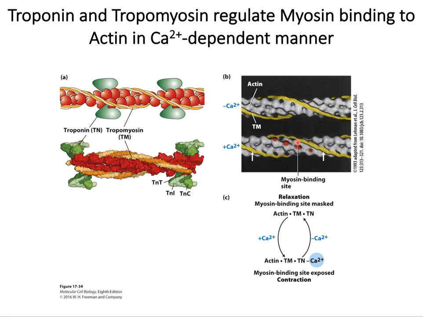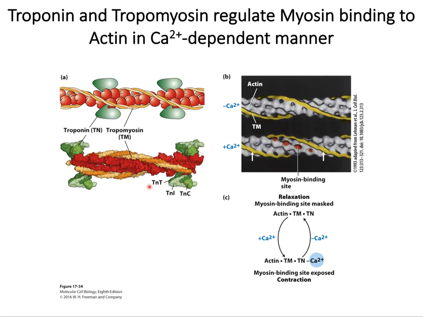Now, this tropomyosin is regulated by a second protein, troponin, which is a calcium binding protein. Troponin has three peptide chains. Of these three peptide chains, TnC binds to the calcium and controls TnI and TnT, which bind and control the movement of tropomyosin.